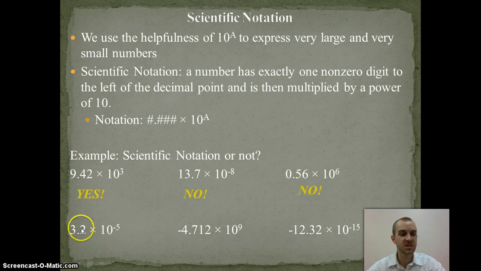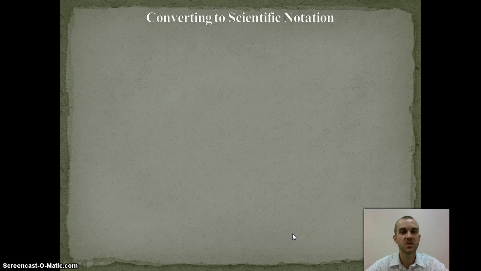3 and 2 tenths times 10 to the negative fifth? Yes, only one non-zero digit to the left. We can have a negative exponent, that's fine. Negative 4 and 712 thousandths times 10 to the ninth? Yes, even though this value is negative, that's okay, because I can have large negative values. And negative 12 and 32 hundredths times 10 to the negative 15th? No, because there's 2 digits to the left of the decimal. The negative is fine.